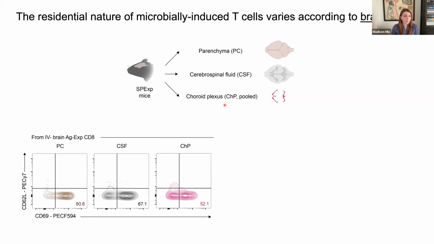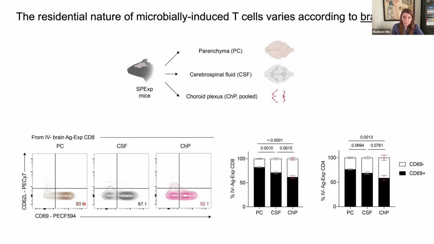First, we're showing flow cytometric data looking at our CD8 populations between the parenchyma, CSF, and choroid plexus. What I hope you can appreciate is that the expression of a canonical TRM marker, CD69, does vary according to region, where the parenchyma has the greatest frequency of positive cells. The summary data is shown here on the right across many mice, where again, for CD8s and CD4s, the greatest proportion is within the parenchyma.